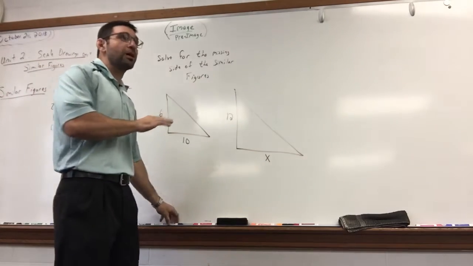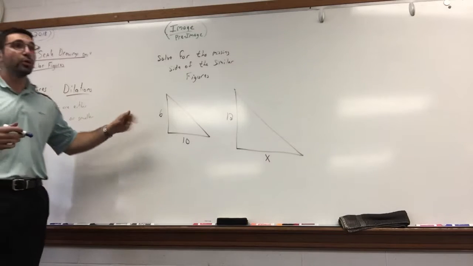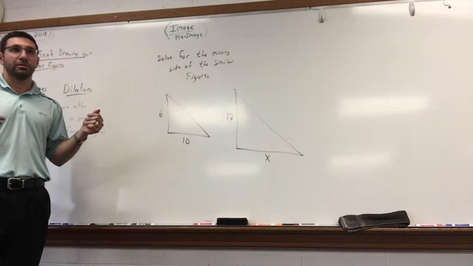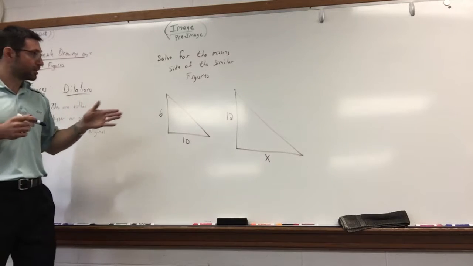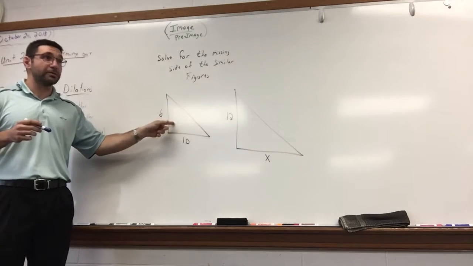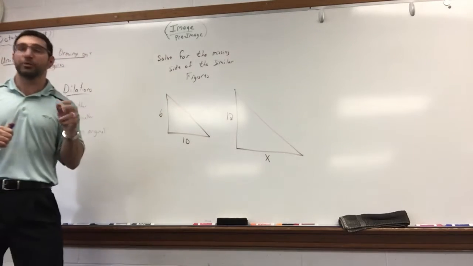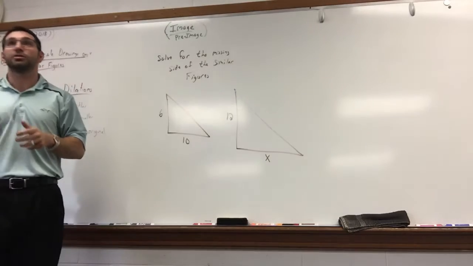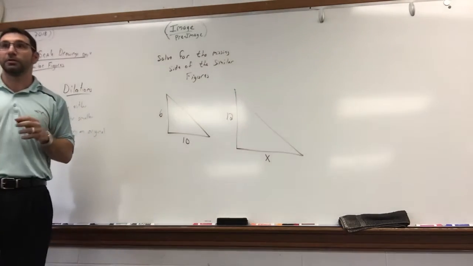Already, some of you probably know the answer, which is great. Which one is my pre-image? Which triangle will be my pre-image? The 6 and the 10. This triangle is my pre-image. Every single thing that we've done has gone, the left figure is my pre-image, the right figure is my image. That's not going to change. Pre-image, image. Are we good?